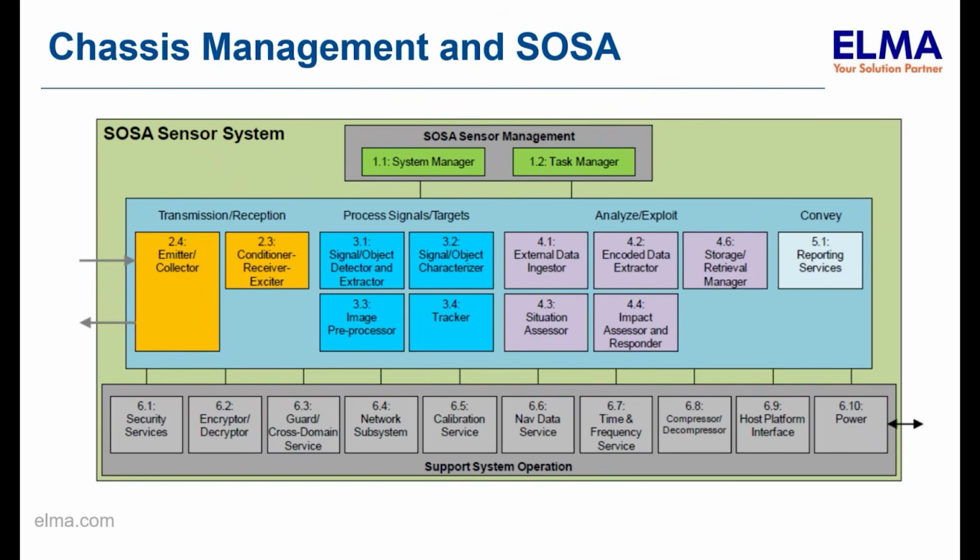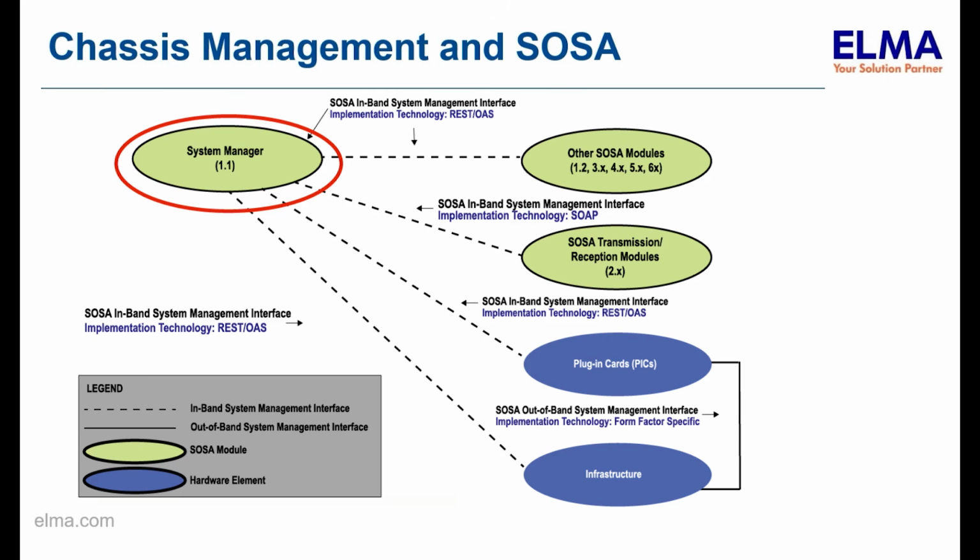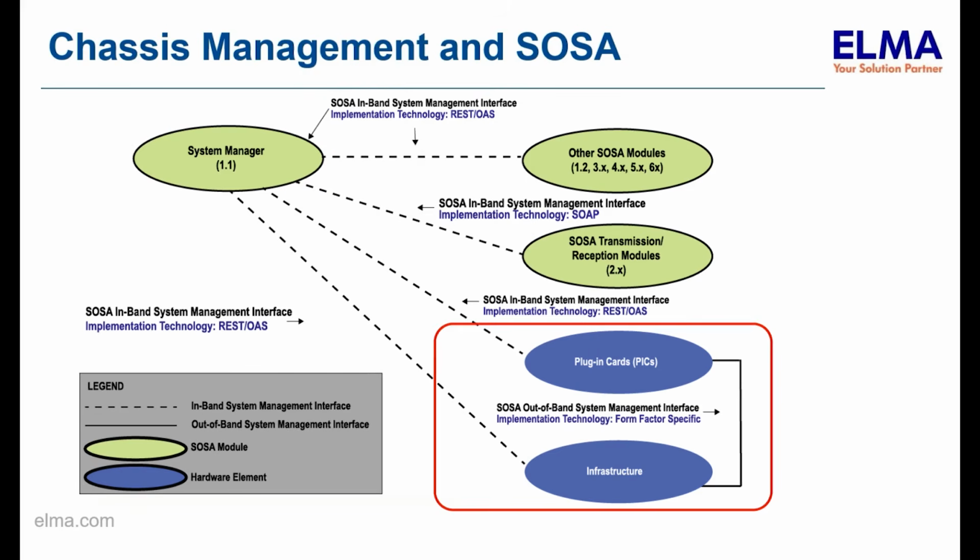Looking at the SOSA module architecture, we see the module 1.1 System Manager. This module is actually composed of several subcomponents, including the System Manager module software with in-band communication channels to other SOSA modules and hardware elements. The in-band links to the hardware elements are where the higher-level management and control of the chassis and plug-in cards take place.